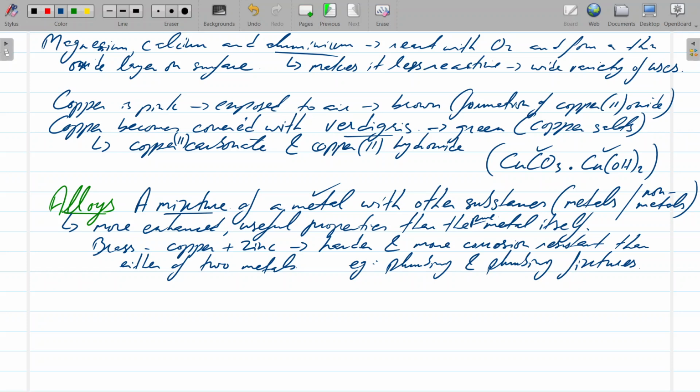Then you've got stainless steel, which you hear about a lot. So brass is an example. Another example is stainless steel, and this is iron plus, well, actually you got steel. So steel is produced, and then you've got maybe chromium or nickel.